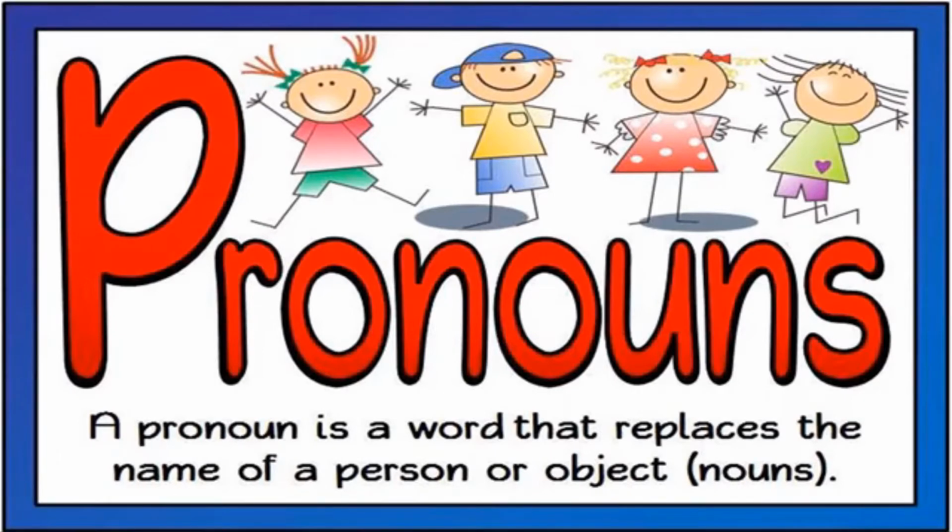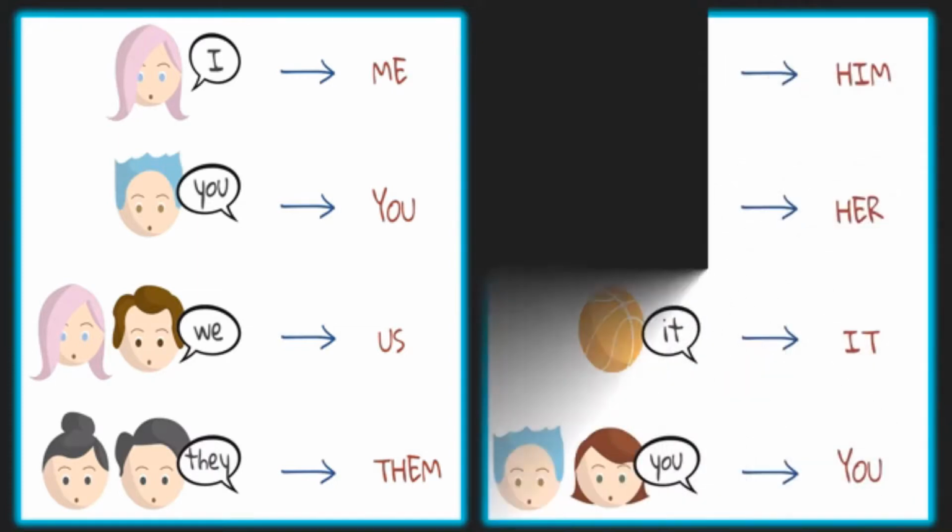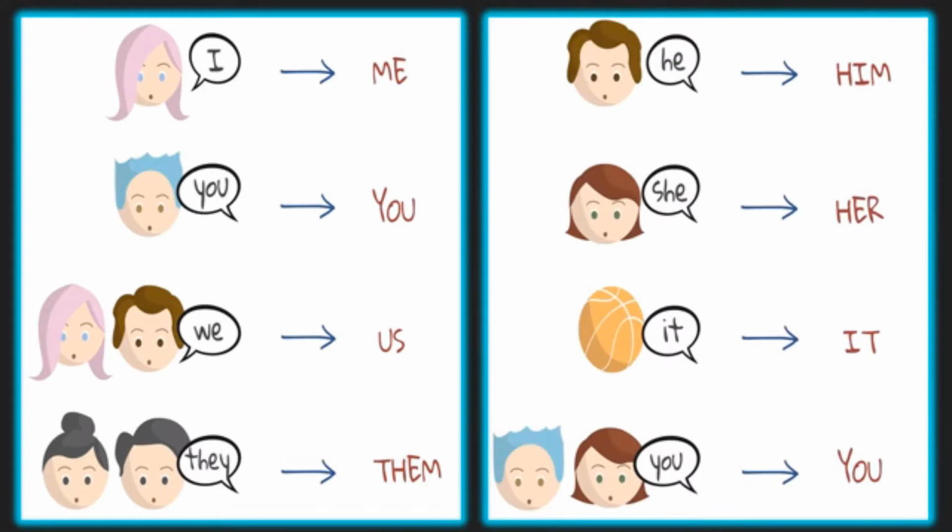A pronoun is a word that replaces the name of a person or an object, or we replace the nouns. For example, we have I, me, you, we, us, them, they, he, him, she, her, it. These are the common pronouns that we use in replacing our nouns.